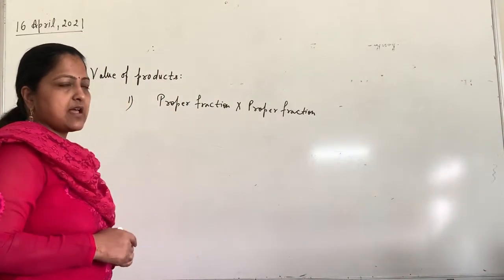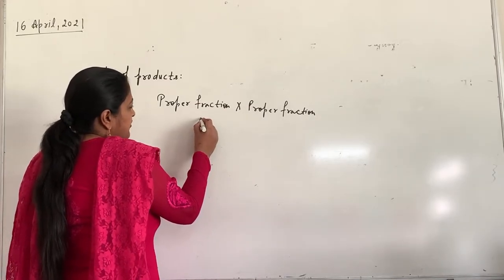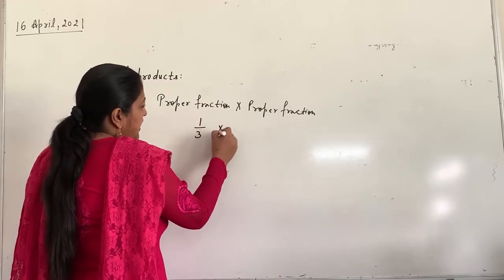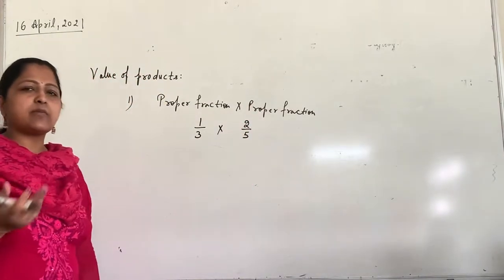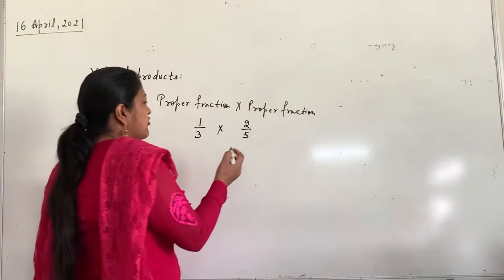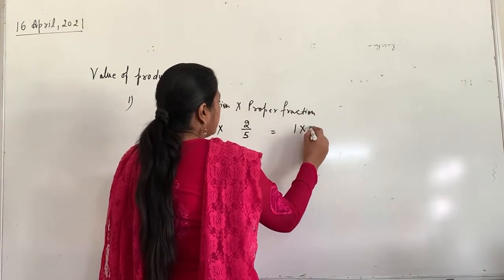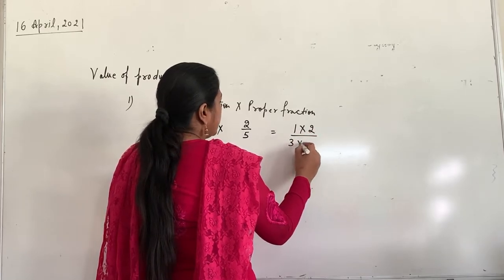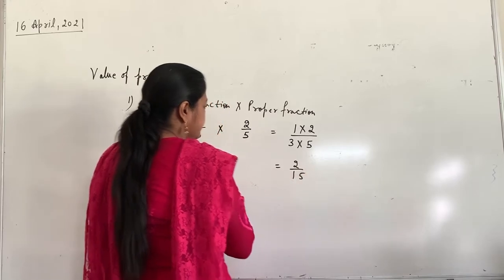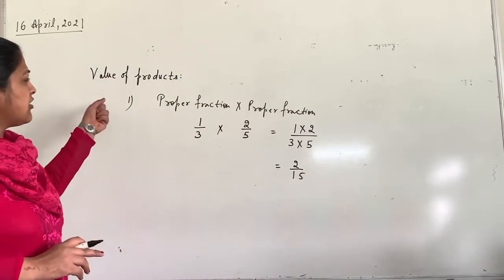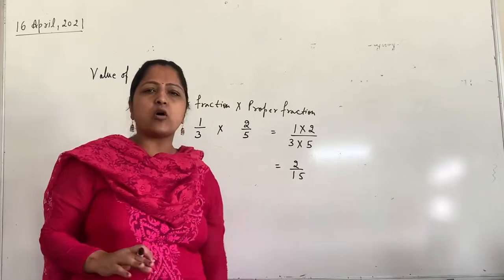To make you understand, let me take some example. Suppose I have taken this proper fraction as 1 by 3 and this I have taken as 2 by 5. So if I will multiply both, using the rule of product of fractions, it will be 1 into 2 whole divided by 3 into 5. It will be 2 by 15. It means the value of product of two proper fractions in this case is 2 upon 15.